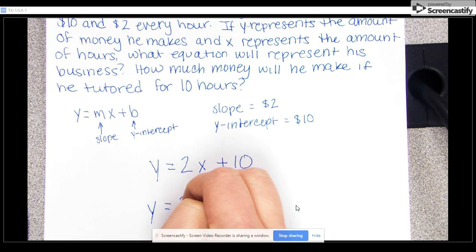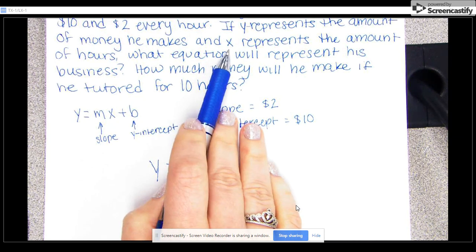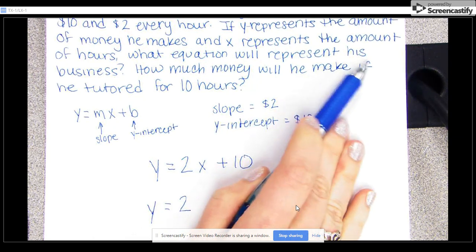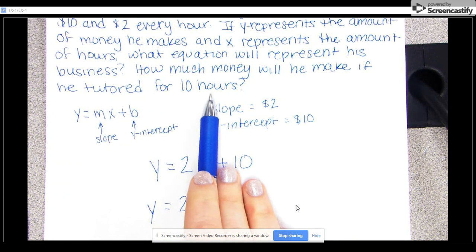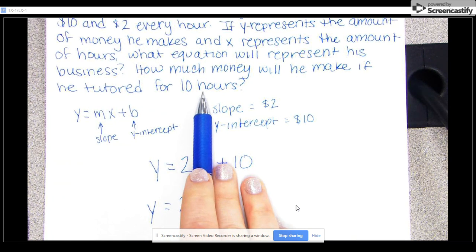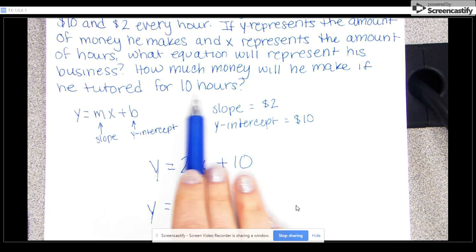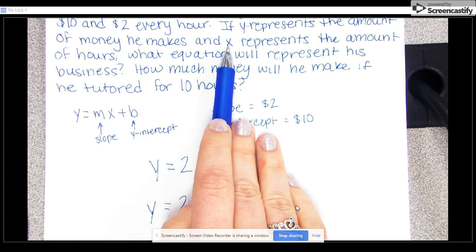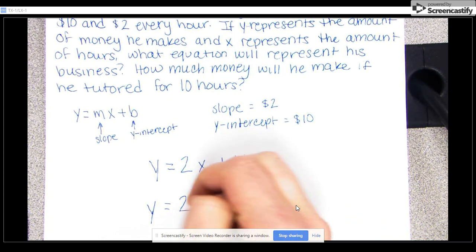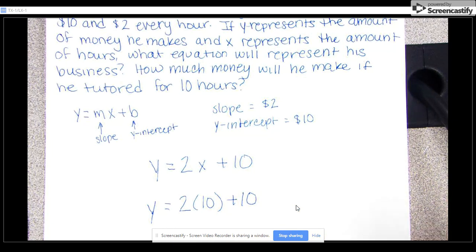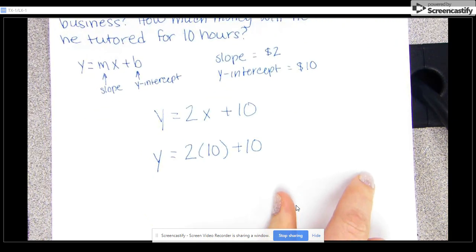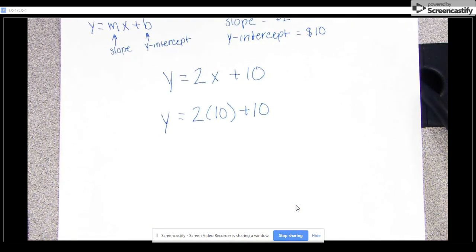I know my slope is 2, so I'm going to keep that. But I also see that x represents the amount of hours. Looking at this problem, I see that he worked for 10 hours. So I'm going to take my 10 hours and replace x with it, because x is representing hours. And I'm going to keep my flat fee right there of $10.